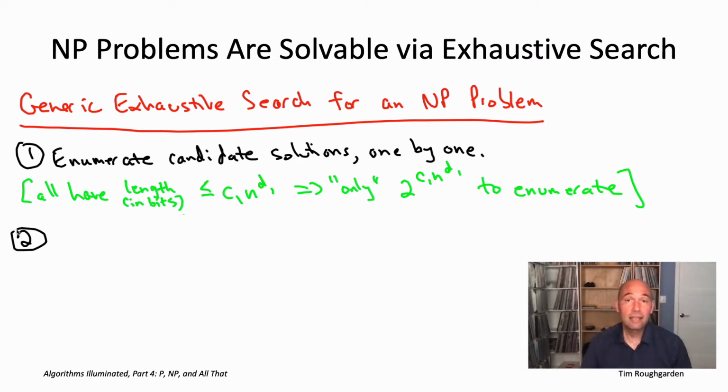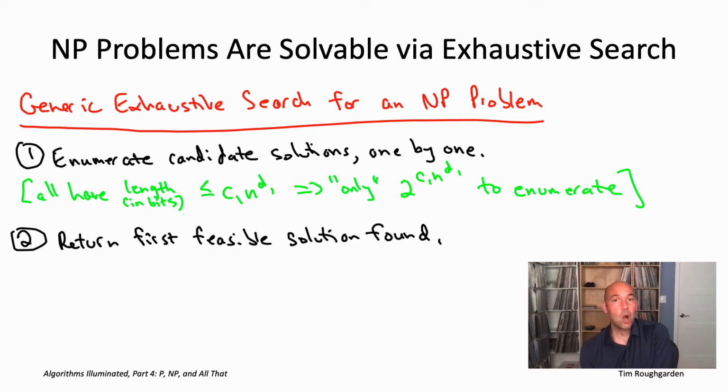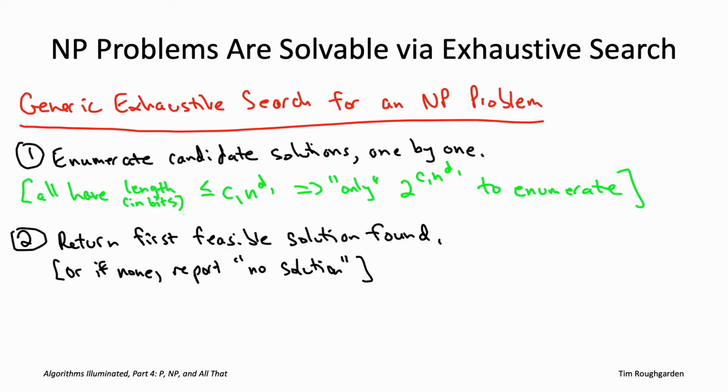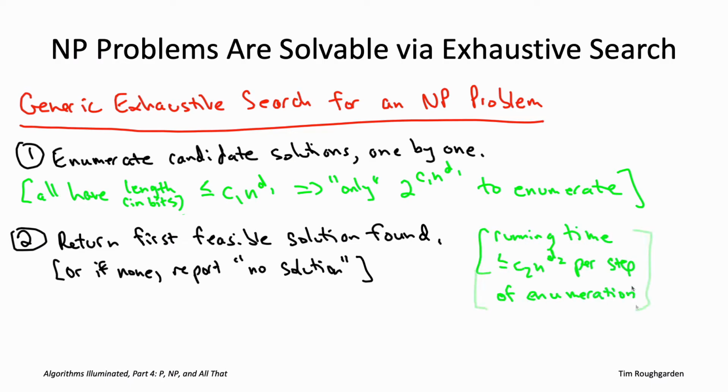Now we use the second requirement of an NP problem, which is that a candidate solution can be efficiently recognized. So for each of these possibly exponentially many objects that we're enumerating, for each one separately, we check whether it is in fact a feasible solution. And if we ever find one, then we return it. That's our answer. If we exhaust all of the possible candidate solutions and we discover that none of them are feasible solutions, we can correctly report that fact. That second requirement for membership in NP then tells us that for each step in the enumeration, this feasibility checking is going to require only a polynomial number of steps. So at most C2 times n raised to the D2, where C2 and D2 are constants independent of n.